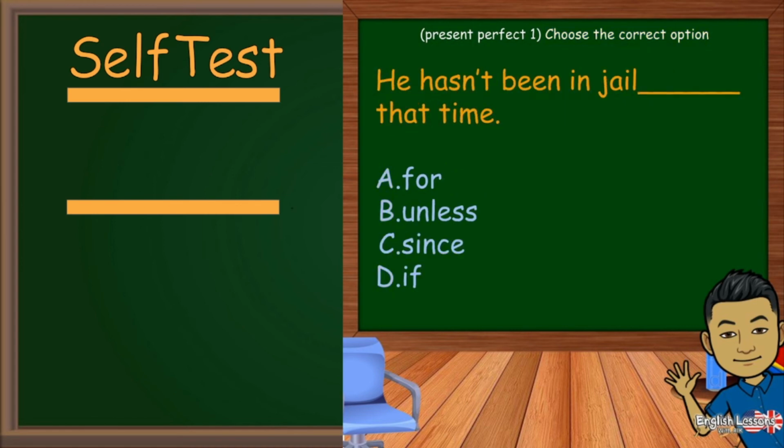Next, choose the correct option. He hasn't been in jail that time. Option A, for, B, unless, C, since, D, if. Yes, C is the correct option, since, because we don't use unless and if for this, and for is used with a period of time, and since with a point in time, in this case, that time.